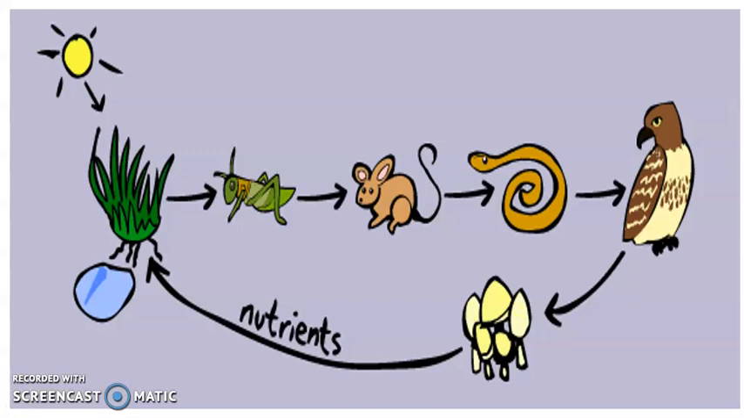So you'll see energy goes from the sun to the producer. In this case, that's grass. The grasshopper gets energy from the grass when it eats it. The energy is then transferred to the mouse when the mouse eats the grasshopper, which is transferred to the snake, the hawk. Then when the hawk dies, it gets decomposed by the fungi, and those nutrients get passed back to the producer to start the cycle again.